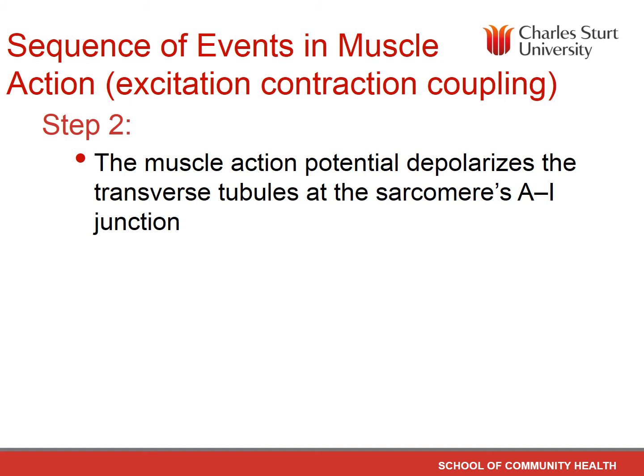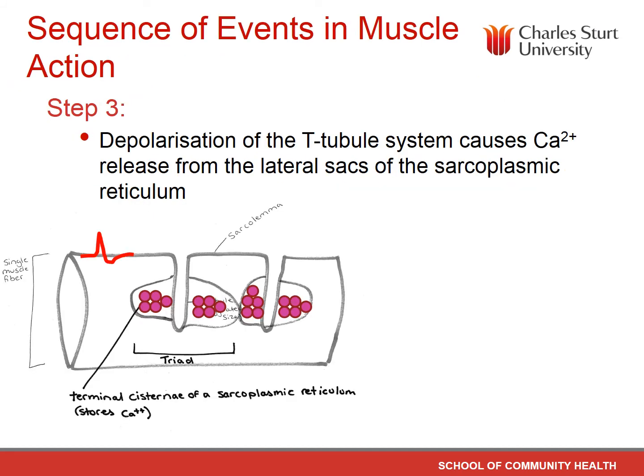So for step 2, the muscle action potential depolarizes the transverse tubules. And we can work ahead to step 3 here. So we can see this action potential is going to travel down the length of the sarcolemma and then down the T tubules. And once the T tubules are depolarized, this causes calcium to be released from the lateral sacs of the sarcoplasmic reticulum. Now, when we see the T tubule and a sarcoplasmic reticulum on each side with calcium stores, which I've got in pink here, we call this a triad.